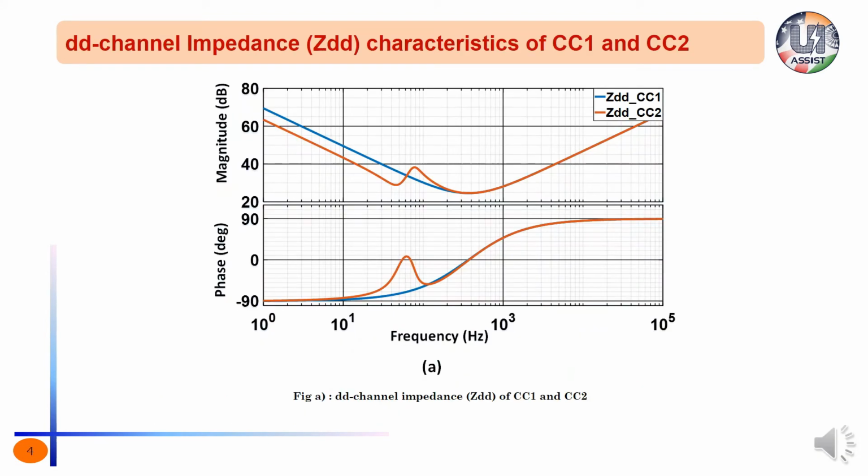Here, DD channel impedances are plotted with respect to frequency. Notice that in the low frequency region, ZDD has a capacitive behavior. In the high frequency region, it has inductive behavior. In between these two regions, resistive behavior is noticed. Therefore, DD channel impedance resembles an RLC circuit. Both CC1 and CC2 have the same ZDD characteristics except for the resonant peak caused by the resonant controller of CC2.